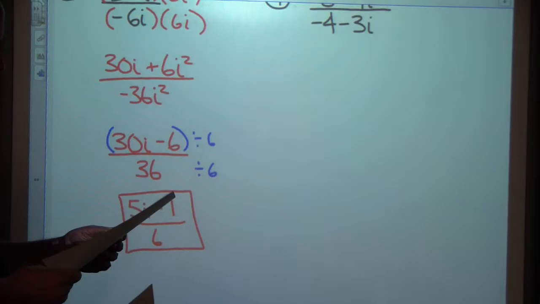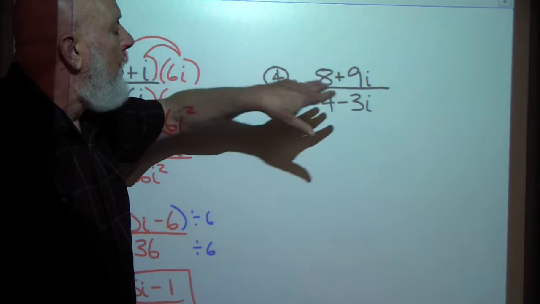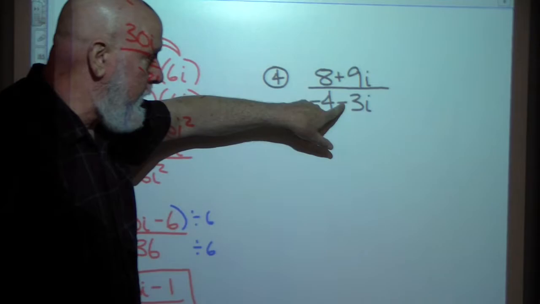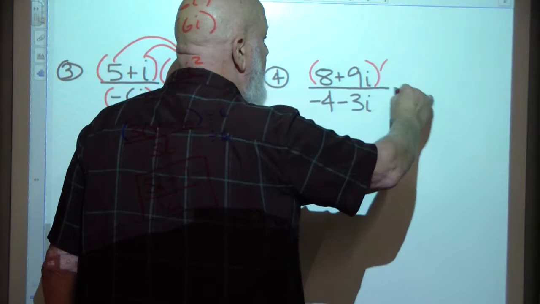And last one. Let's see what we're dealing with here. Again, we're going to do the exact same thing. We've got a complex quotient. We're going to multiply the numerator and the denominator by the complex conjugate of the denominator. In other words, we're going to change the sign of this one and multiply the top and bottom by that. And remember that if we have i squared, it automatically turns into negative 1. That's the definition of the imaginary unit.